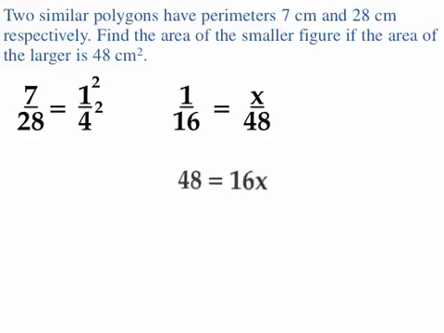Go ahead and cross multiply. You get 48 equals 16x. And when you divide by 16, you find that the smaller area is 3 centimeters squared.